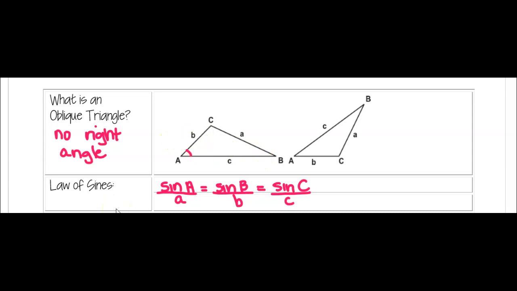So we can use the law of sines to find missing sides and missing angles of triangles that are not necessarily right triangles. So the next few examples will illustrate that. In addition to the law of sines, there is a law of cosines, and we will get to that in our next lesson.